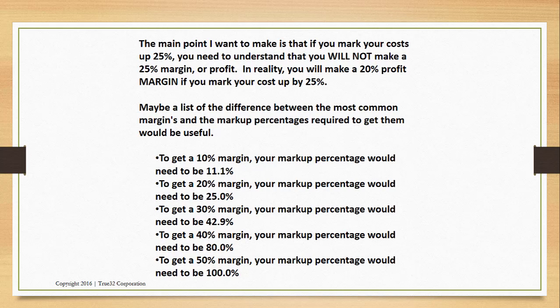Maybe this list of the differences between the most common margins and markup percentages required to get them would be useful. To get a 10% margin, your markup percentage would need to be 11.1%. To get a 20% margin, your markup percentage would need to be 25%, and so on and so on. And you notice how the difference between the two becomes very different as you get higher up in the margin. So to get a 50% margin, your markup percentage would need to be 100%.